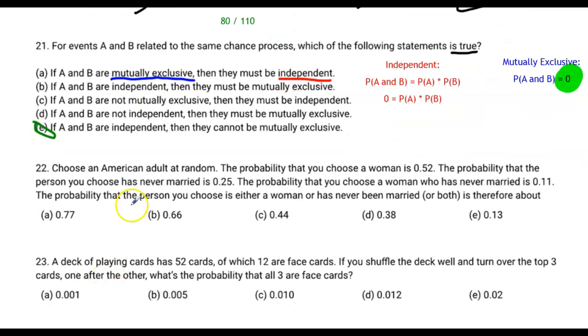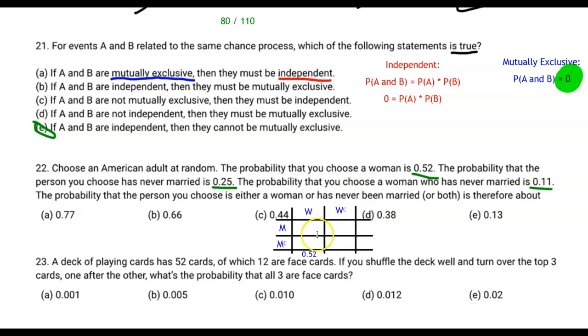All right, choosing an American adult at random, the probability that you choose a woman is 0.52. The probability that the person you choose has never been married is 0.25. So we have two different probabilities with two different events. The probability that you choose a woman who has never married is 0.11. The probability that the person you choose is either a woman or has never married or both is therefore about, that means we have to combine these probabilities in some way.